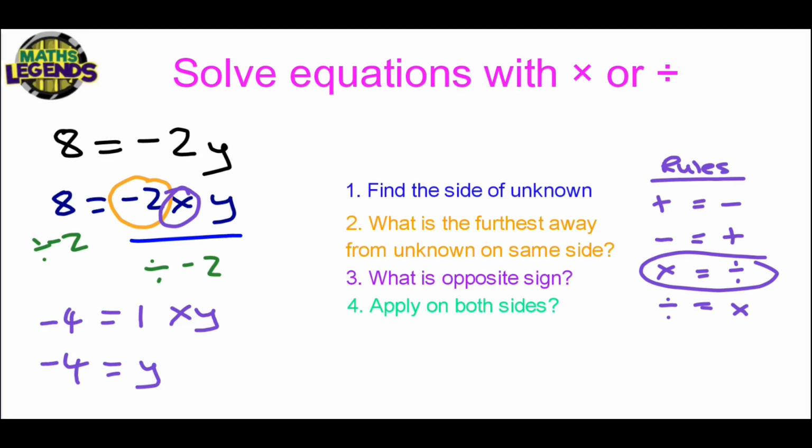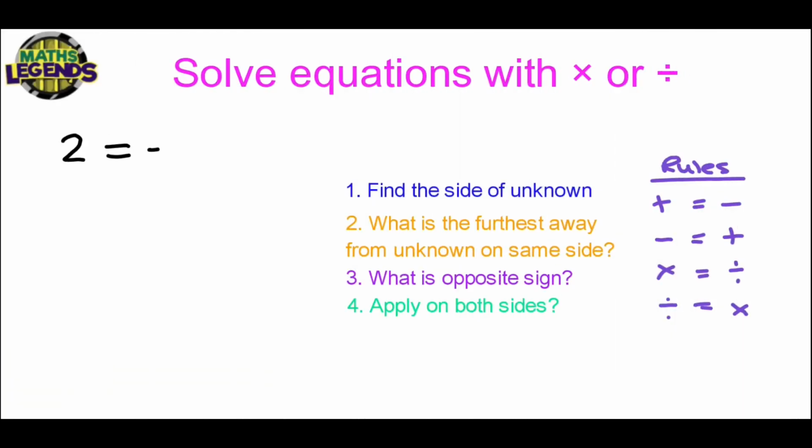Let's look at another example. 2 equal to minus x. Now here we can rewrite this out again as 2 equals minus x. This minus x actually means minus 1 times x. And it's important to remember this, as this is quite common when you come to rearranging equations. And then we apply the rules in the same way.